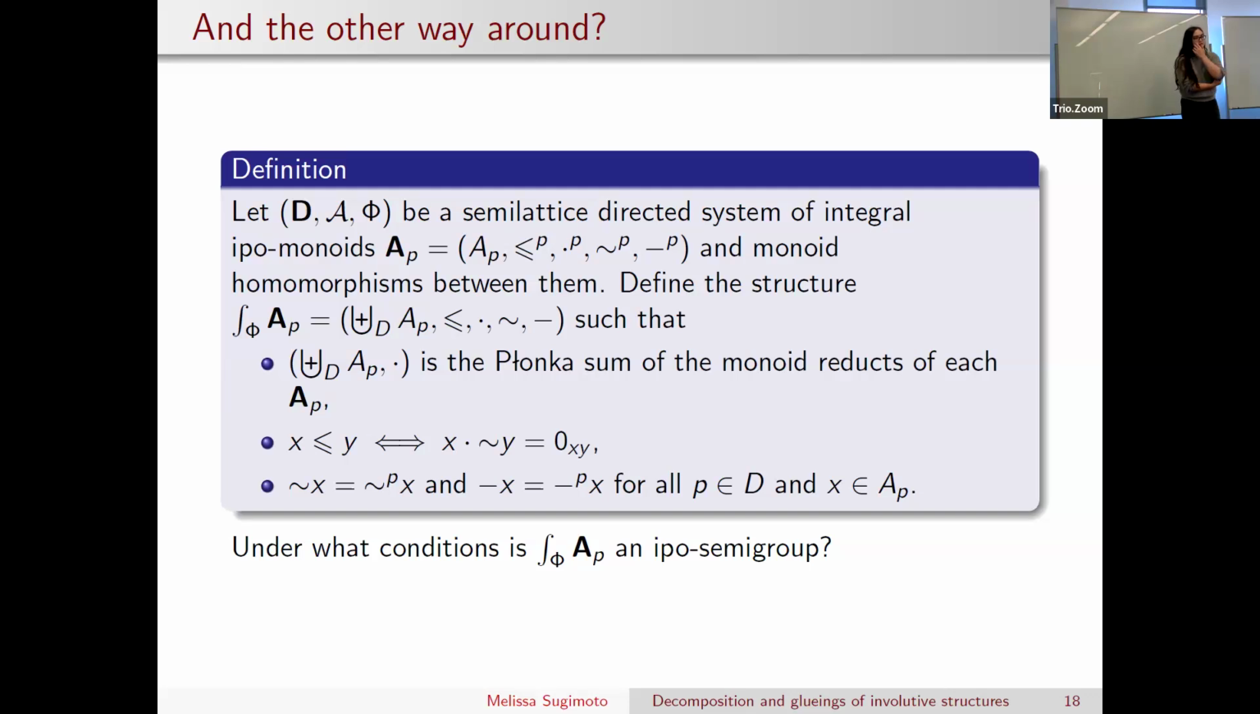And then we might ask ourselves, we've glued together a bunch of arbitrary integral ipo-monoids, and we've called this the integral of over phi of A_p. We call this, just like the semilattice directed gluing, something like this. And we know if we started with a locally integral ipo-semigroup, we got one back. But if we just start with something arbitrary, when are we still going to get an ipo-semigroup out of this? This is the next question we want to answer, a construction that will work.